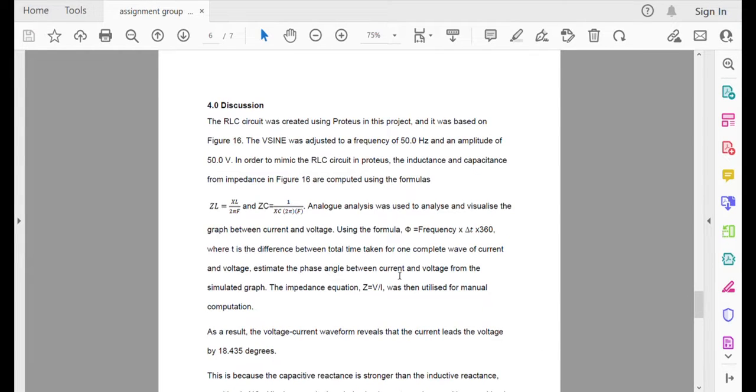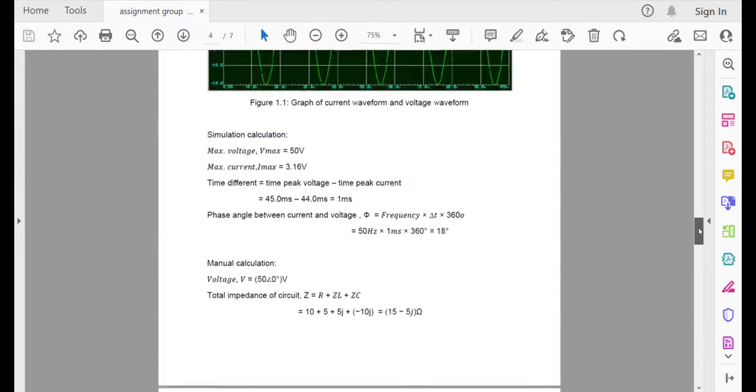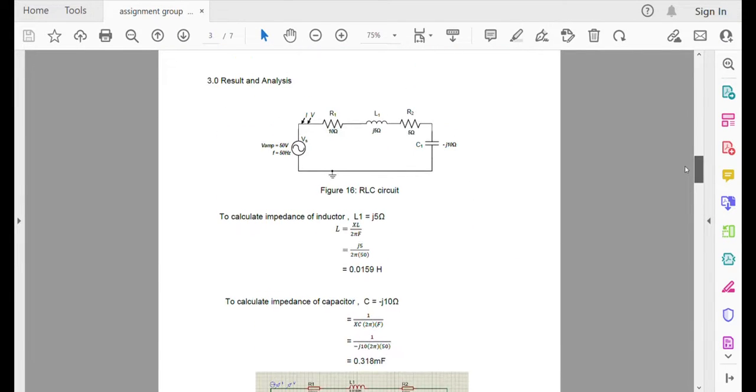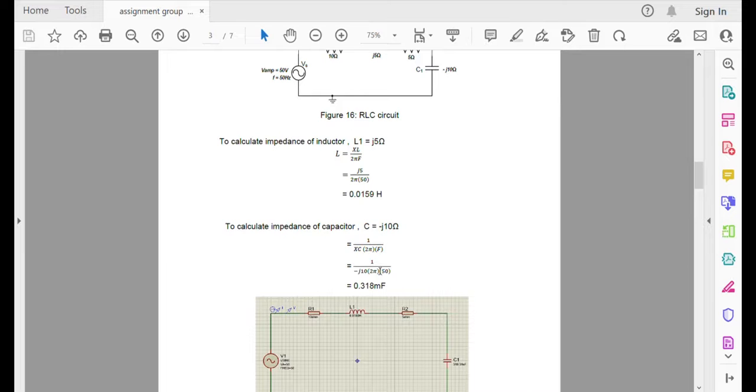So after that, the impedance equation Z equal to V over current I was then utilized for manual computation. So as we know, this is figure 16. Yes, figure 16, and as I've said before, XL over 2 pi f, and for the capacitance it is 1 over XC multiplied by 2 pi multiplied by f.